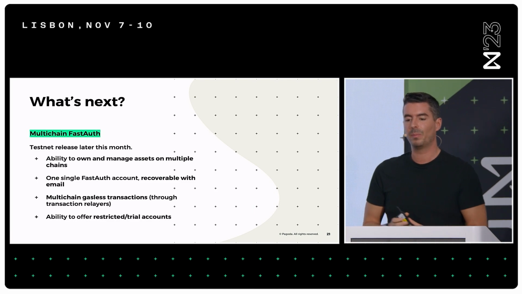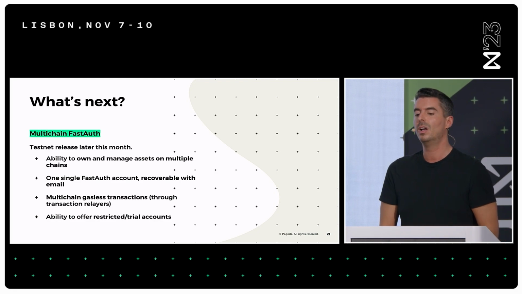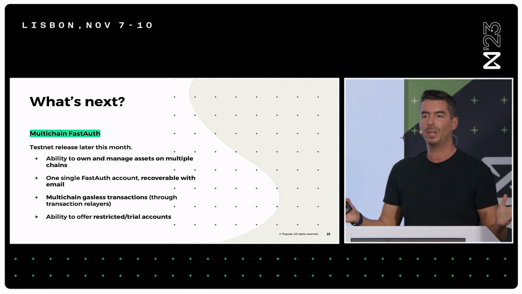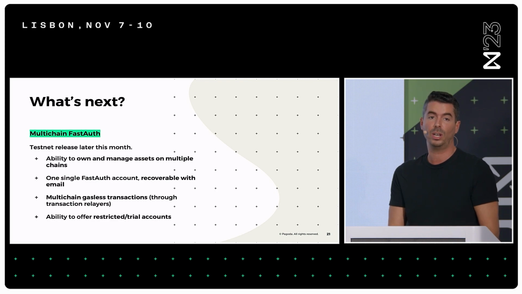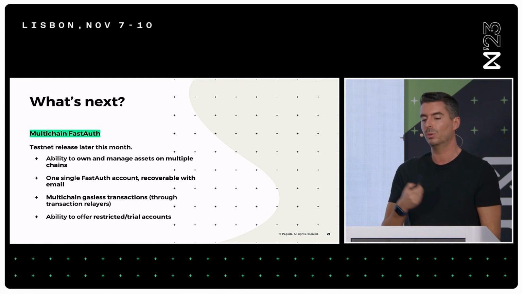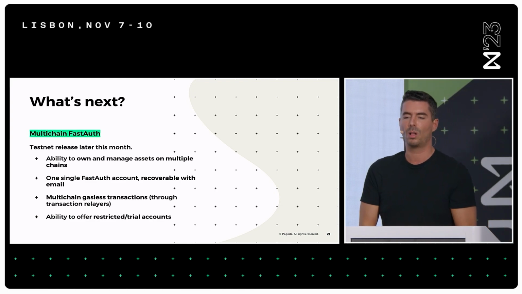I also want to talk a little bit about what we're working on right now. So we're working on a multi-chain version of FastAuth. So currently, FastAuth only works for apps transacting on Near, but you probably heard Ilya yesterday talk about account aggregation. So with FastAuth, we allow a user with one single account to control multiple addresses, multiple wallets in multiple chains. You just have to log in once, and you can own and manage assets on all the chains that are compatible. And your FastAuth account is still recoverable with just an email. So you don't lose access to any of those addresses in multiple chains. And we're also going to allow gasless transactions through something we call multi-chain relayers.